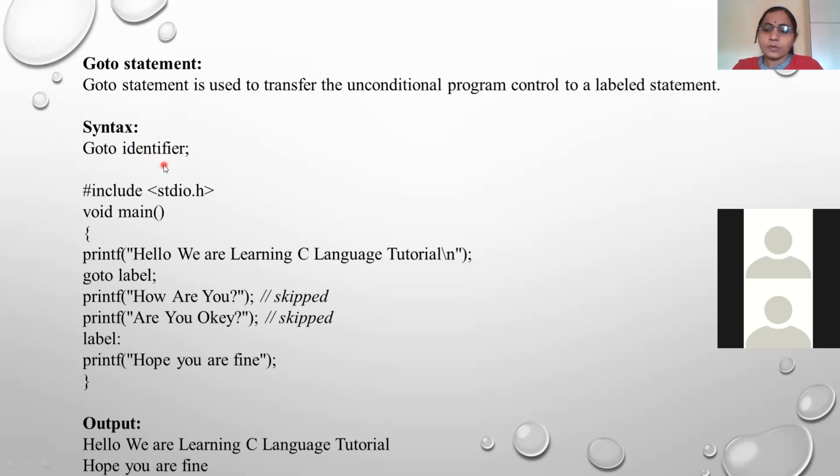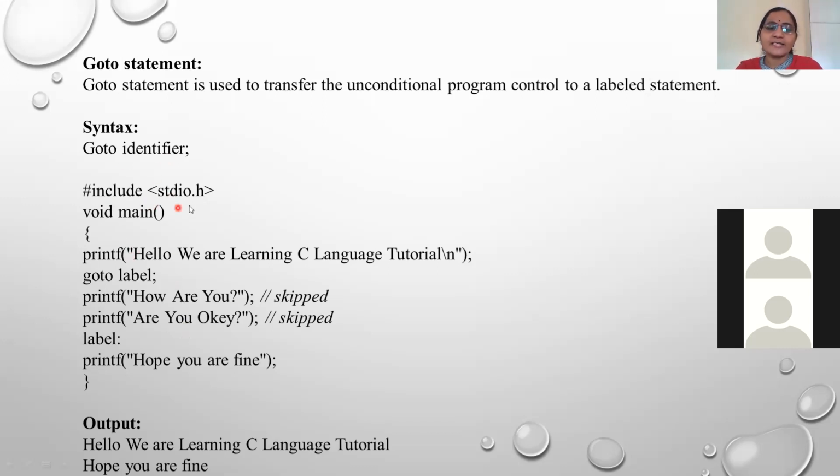Okay, the syntax is goto identifier. See here, there is no condition after goto. Only the identifier comes after the goto statement. And with this example, you will get a clear idea.